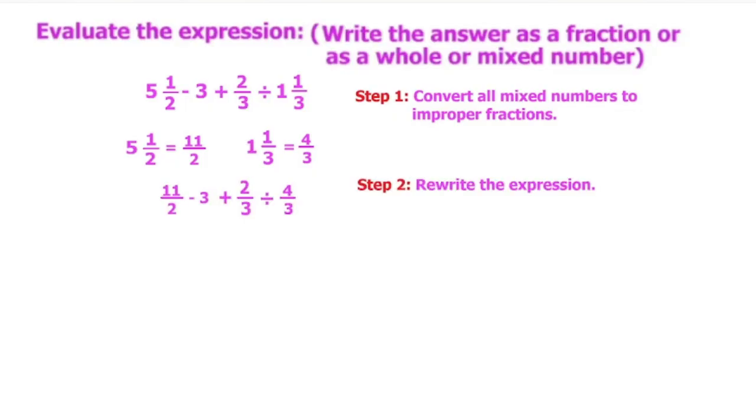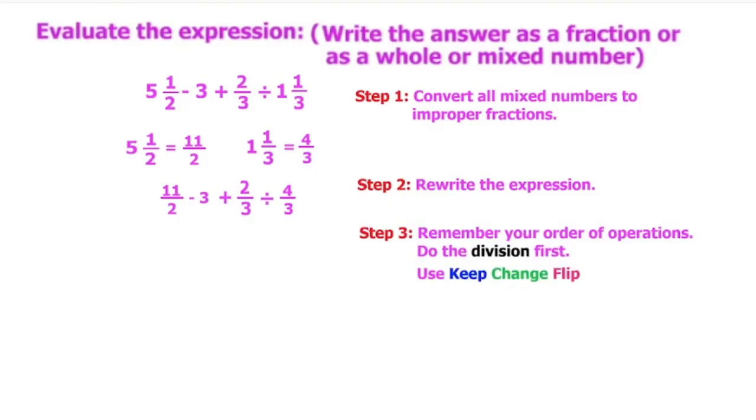Now the next thing to do is remember your order of operations. Do the division first, okay? So we have to do this division first. So let's put some brackets around it. And you have to use the rule keep, change, flip, okay? So there's our brackets. And now we're going to keep this one. This one stays the same. Then we change the division to multiplication, and then we flip the last term. So 4/3 becomes 3/4.